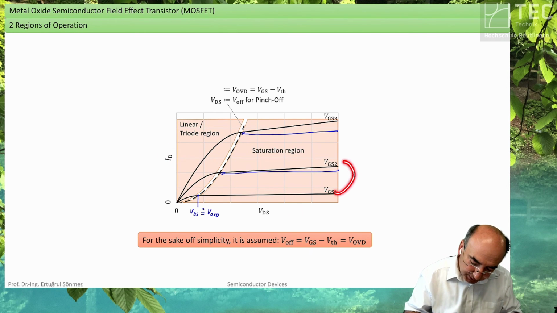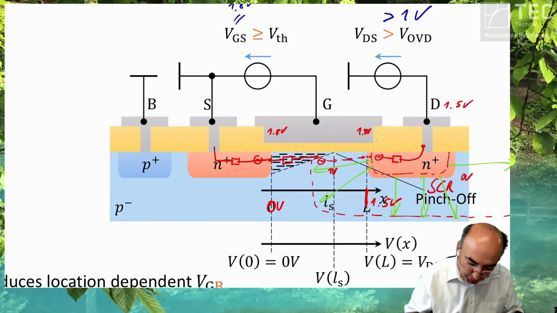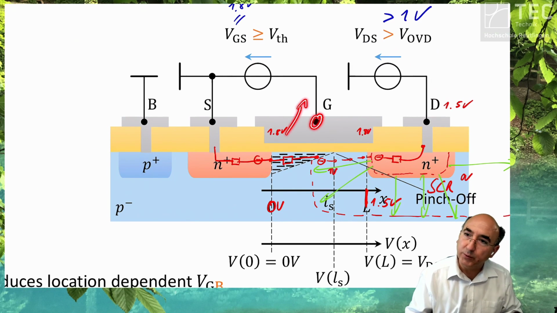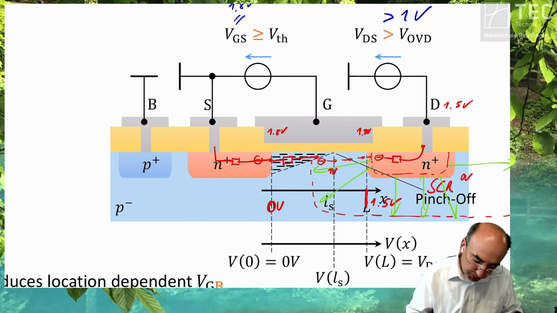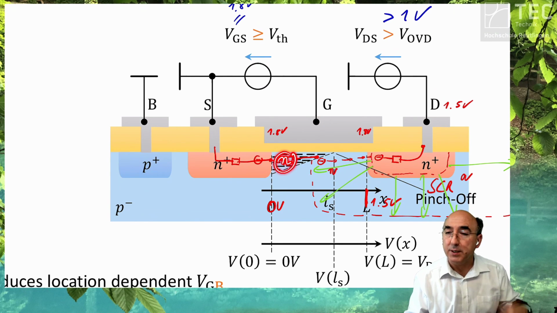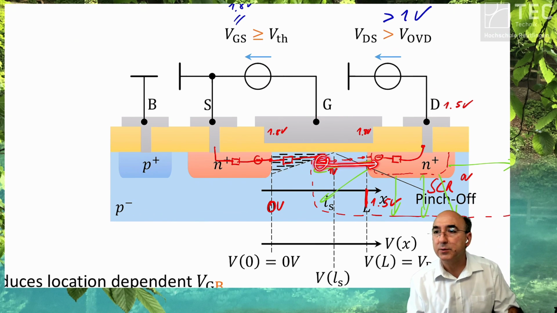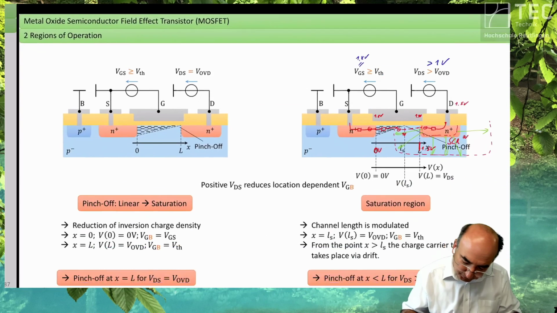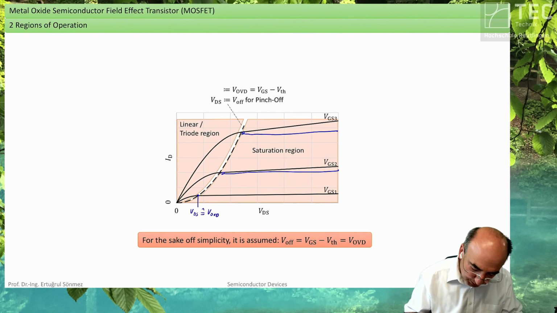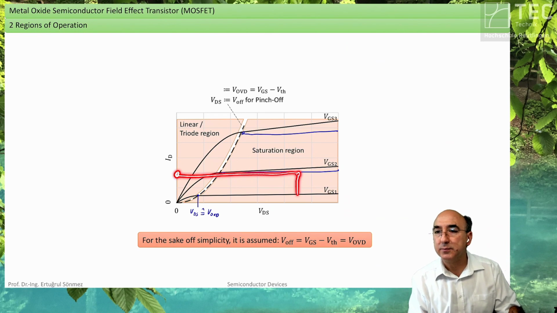If you further increase the gate voltage, you further increase the density of this inversion layer. If you increase this density, you increase the number of electrons which can be transported towards drain. Therefore, you increase the drain current.